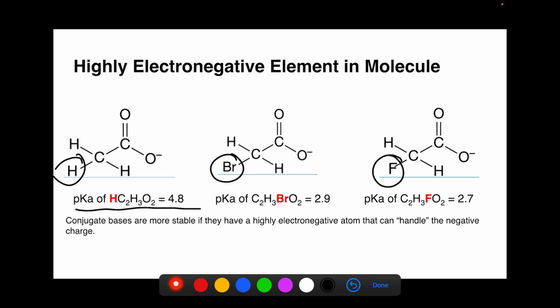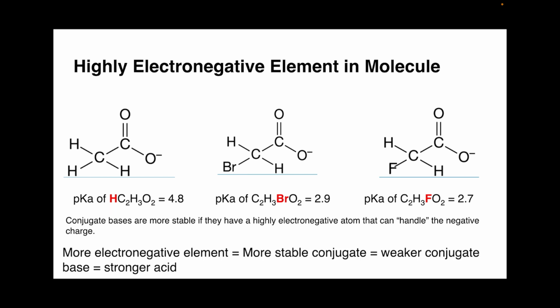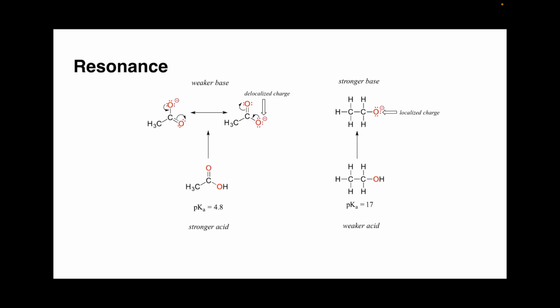Notice that as the electronegativity of the circled atom increases, the strength of the acid also increases, as indicated by decreasing pKa. That's because when the conjugate base of the acid contains a highly electronegative atom, that atom is able to handle or manage the negative charge that the conjugate base will be left with. Therefore, the presence of a more electronegative element will result in a more stable conjugate, therefore a weaker conjugate base and a stronger acid.